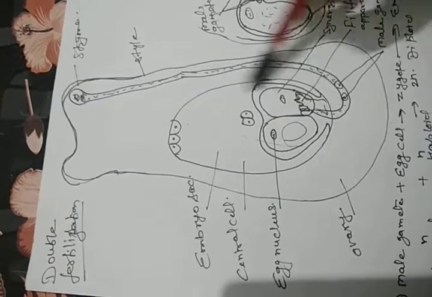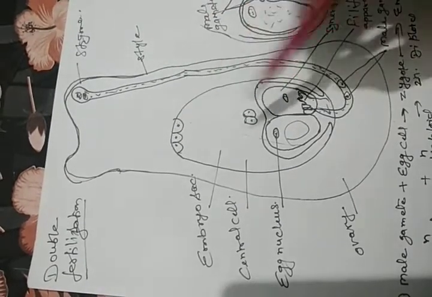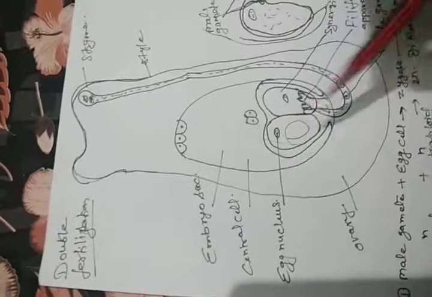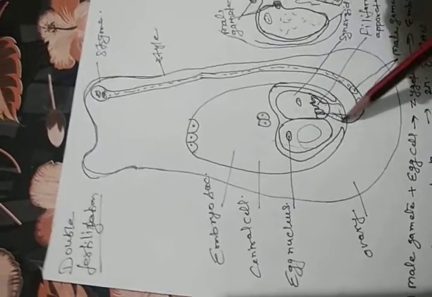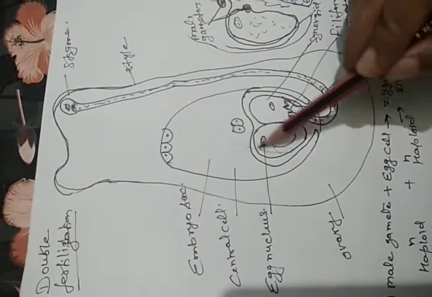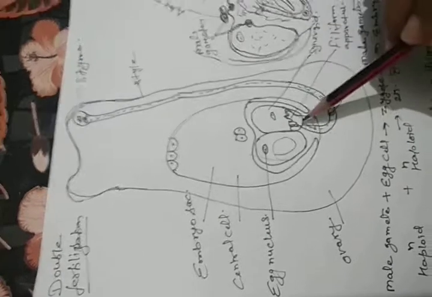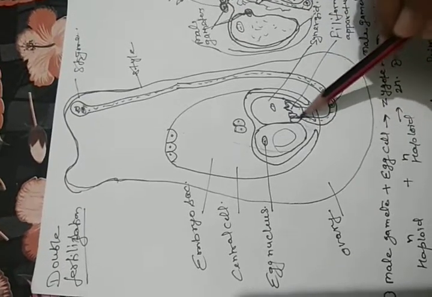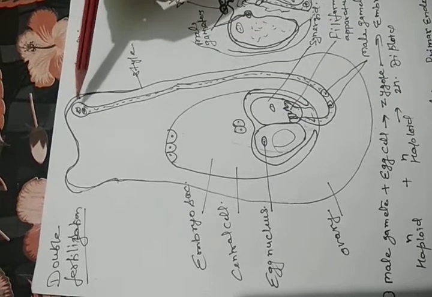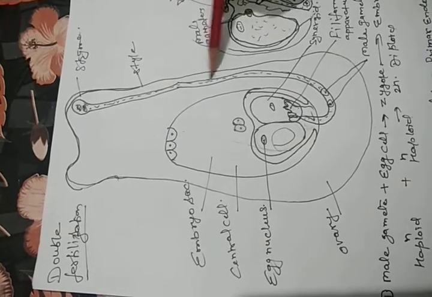Inside the ovary, suppose this is the embryo sac having 3 antipodal cells. There are 2 polar nuclei, this one is the polar nuclei, and now there is the egg apparatus, consisting of the 2 synergids and 1 egg cell. Suppose this is the egg cell, and this one is the synergid, and this is the filiform apparatus that is found. Filiform apparatus here.